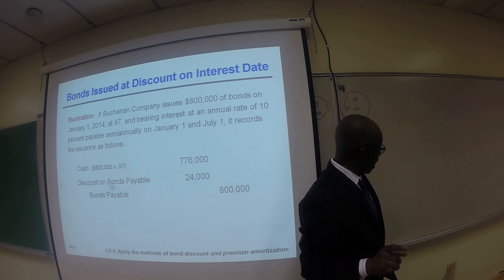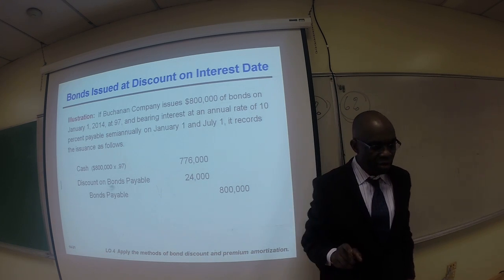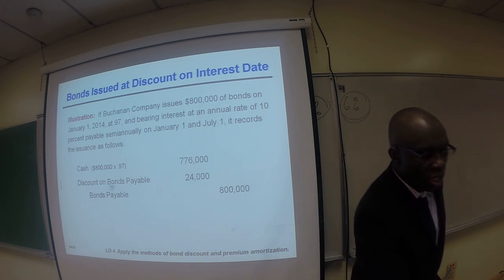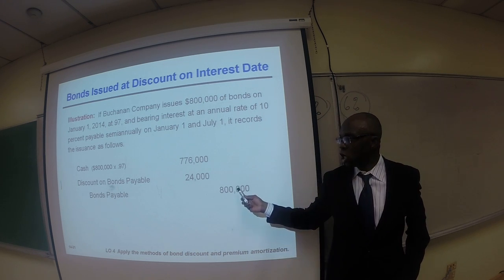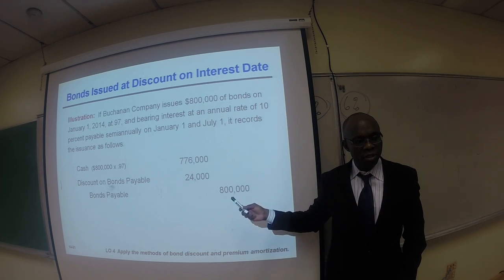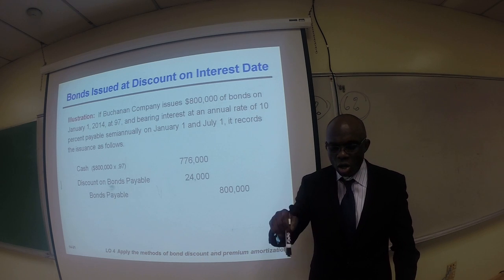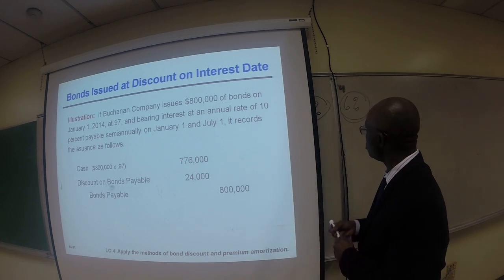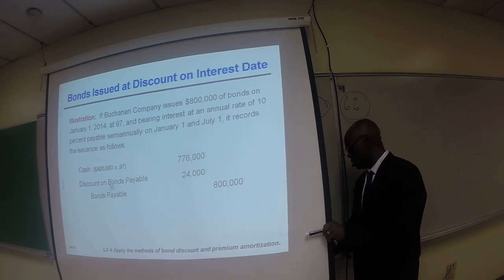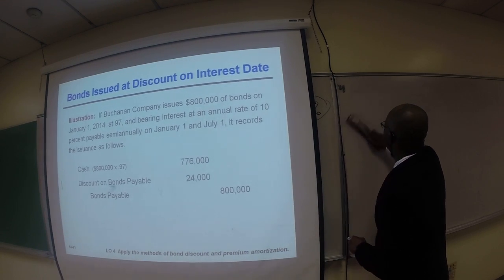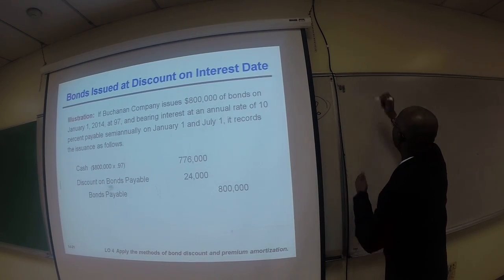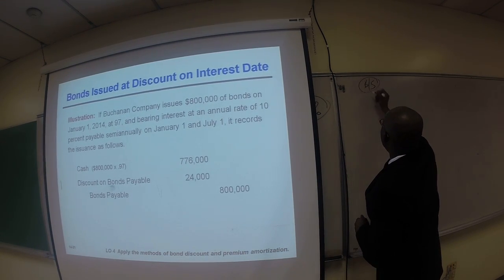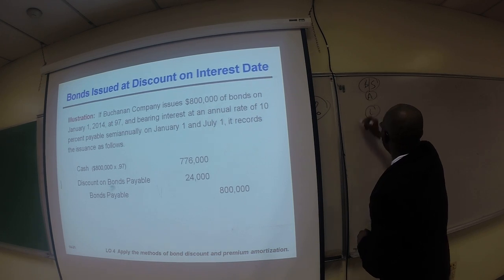Now it is very important for you to know this. This is how we record the entry, or record the transaction rather, on the date of issuance. Now, on that same day, if we were to present or report this on the balance sheet, here is what would have happened: assets, liabilities.